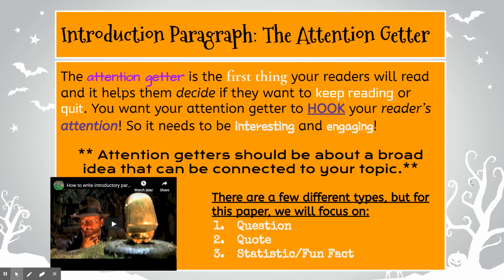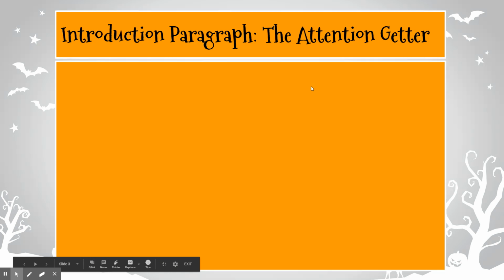So the 3 main types of attention getters that we are discussing in our hybrid 6th grade classroom are a question, a quote, or a statistic and fun fact. So you pose a question about children today who are immigrants. You pose a quote, maybe from the research you did. You took something word for word there, and you're quoting it because you liked the way it sounded about immigrant children. Or maybe you found a fun fact or a statistic. But that is your first sentence.